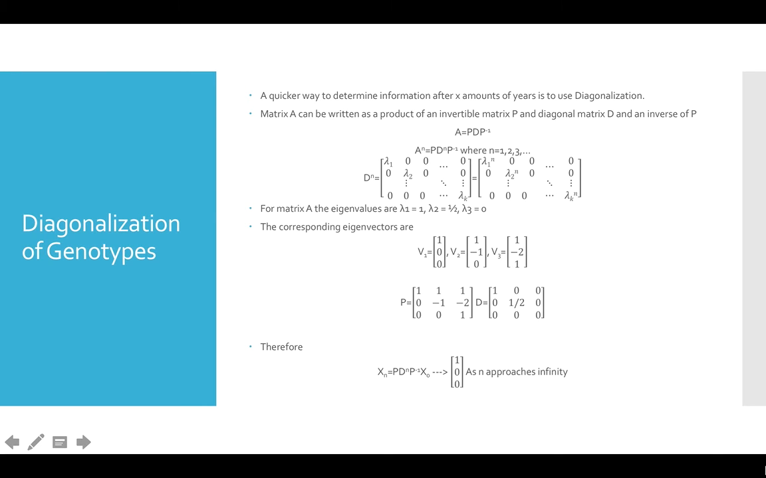If we enter in our values for the alleles, for the two dominant alleles, we get the eigenvalues of 1, 1/2, and 0. So the diagonal matrix will look like what I have here. And then we have the invertible matrix, whose columns are our eigenvectors: vector 1, vector 2, and vector 3. Eventually this shows that once you use this formula A equals P D P inverse, the vector goes to 1, 0, 0 as n approaches infinity.